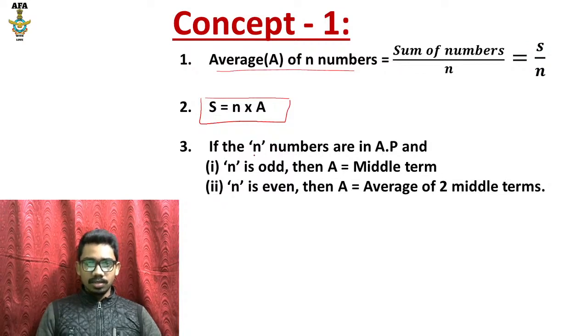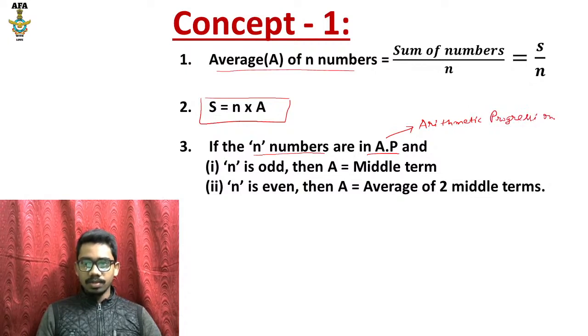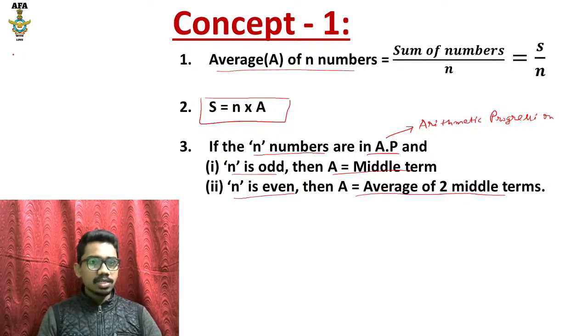If the n numbers are in AP, meaning arithmetic progression, which we will also see later, and n is odd, then average equals the middle term. If n is even, then average equals the average of the two middle terms. What does this mean? Let's see this.